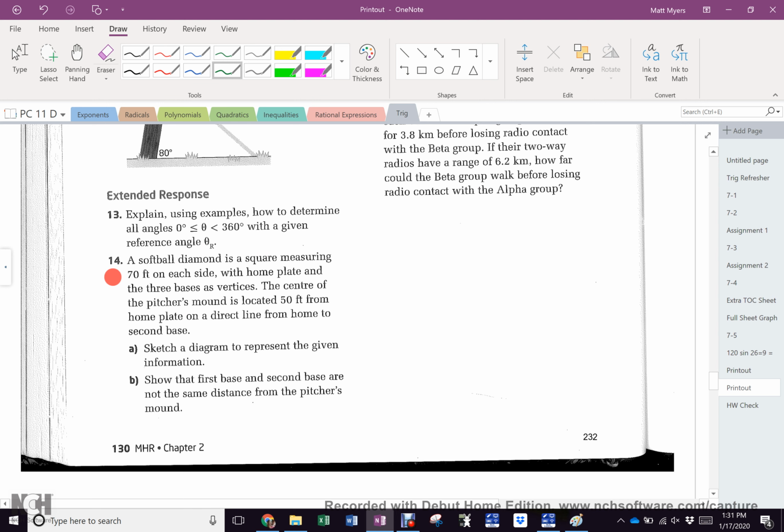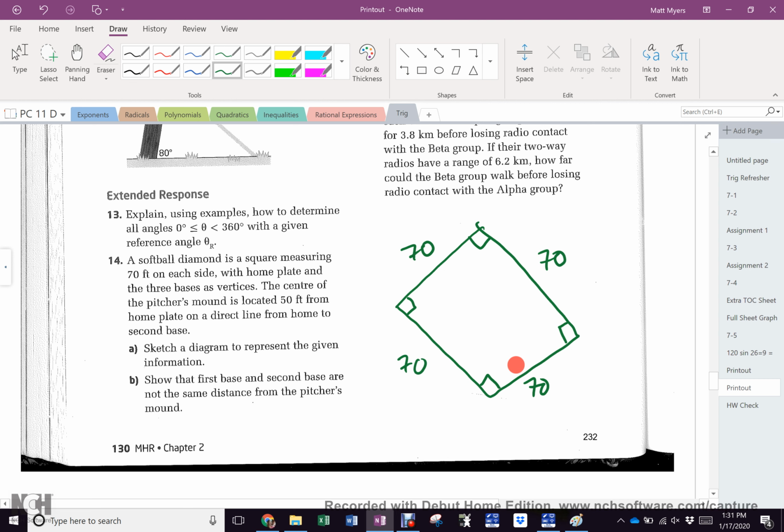Did 14 really cause trouble with the other class? Because they were all able to draw it. They all said this is 70, this is 70, this is 70, this is 70. They all said these are 90 at the bases. And the pitcher's mound, they said, was 50 away. And they said, okay Myers, if that's 50, and this is 45, and this is 45, then this has to be 50. What's the assumption they made that is wrong?